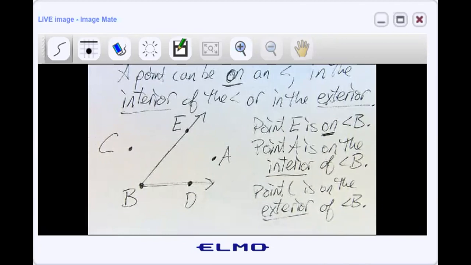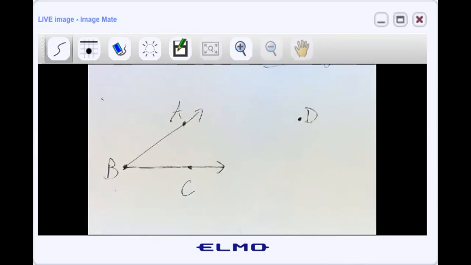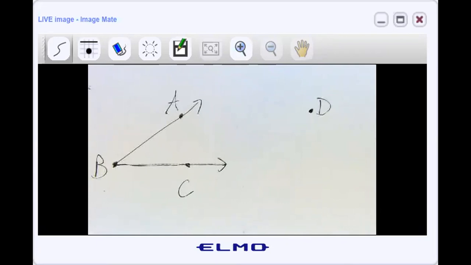All right, you ready for my trick question? Here it is. In this diagram, is point D on the interior or exterior of angle B? Exterior. Good guess. It looks like it is, right? But here's why this is a trick question.